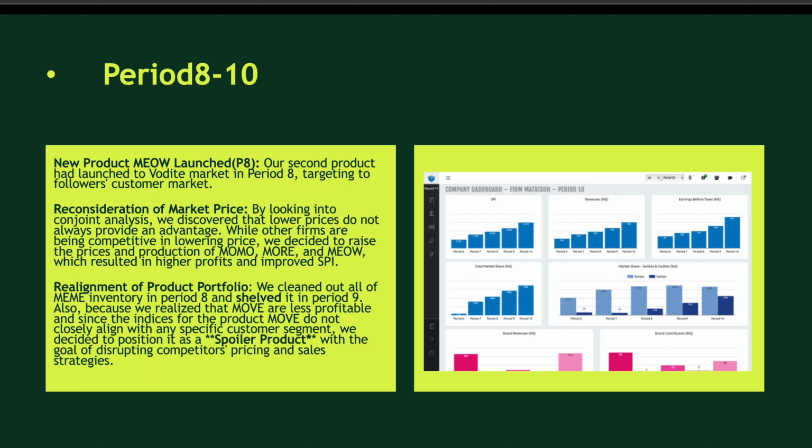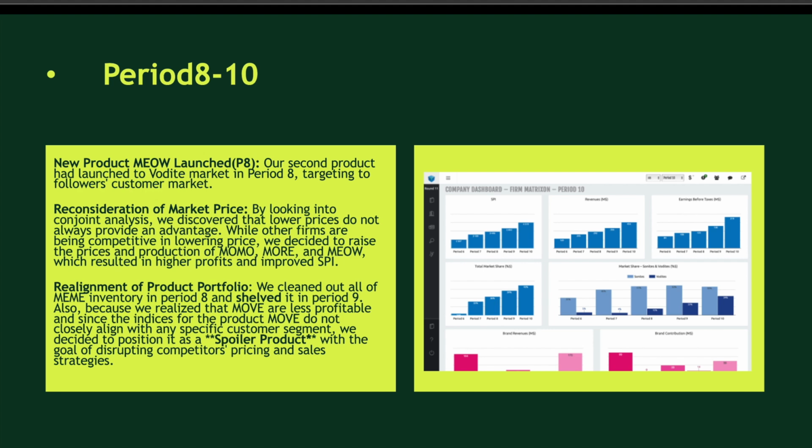We also made a realignment of the product portfolio. We decided to clean out all of our MIPs and inventories in period 8 and shelve it in period 9. Also, because we realized that Move is less profitable since the index for the product Move does not closely align with any other specific customer segment, we decided to position it as a spoiler product with the goal of disrupting competitors' pricing and sales strategies.